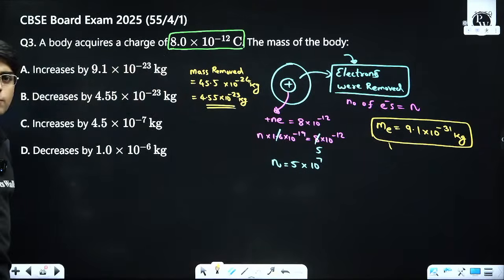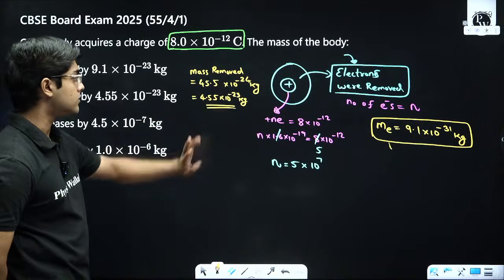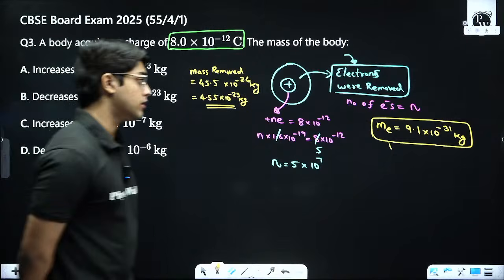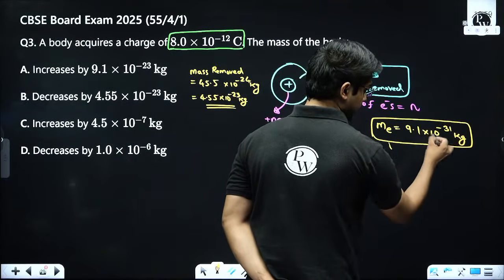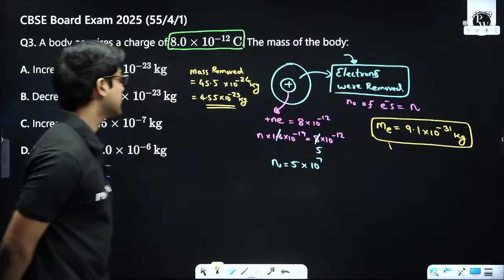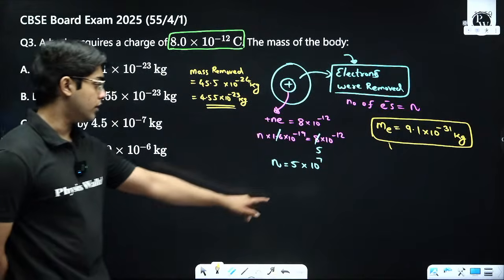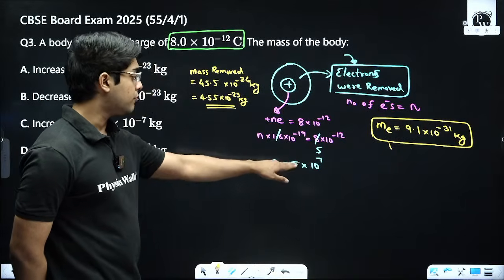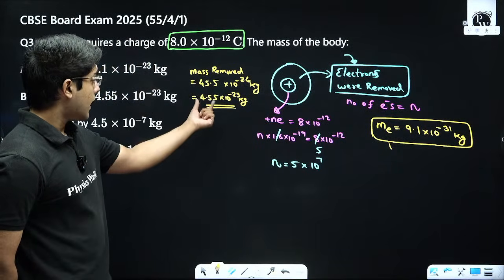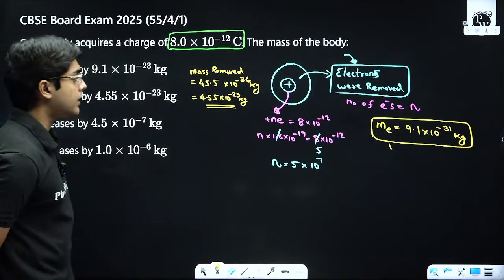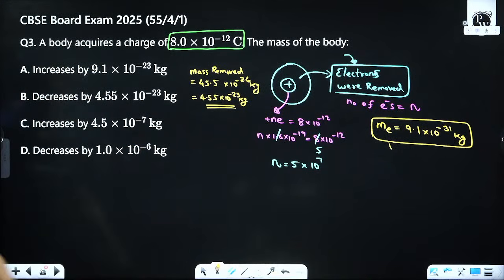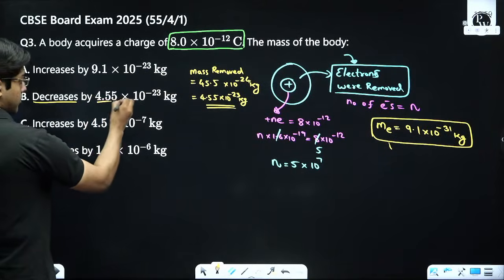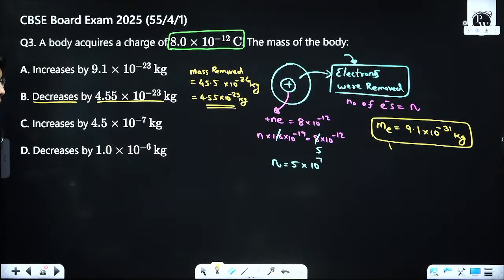It's a very small mass, right? Negligible amount of mass, because electrons are very light. Electrons' order is 10 raised to minus 31. So it's a very tiny mass. So even though 50 million electrons were removed, the mass removed is still a very tiny amount. Okay. So the answer is it decreases because electrons were removed by this much amount.